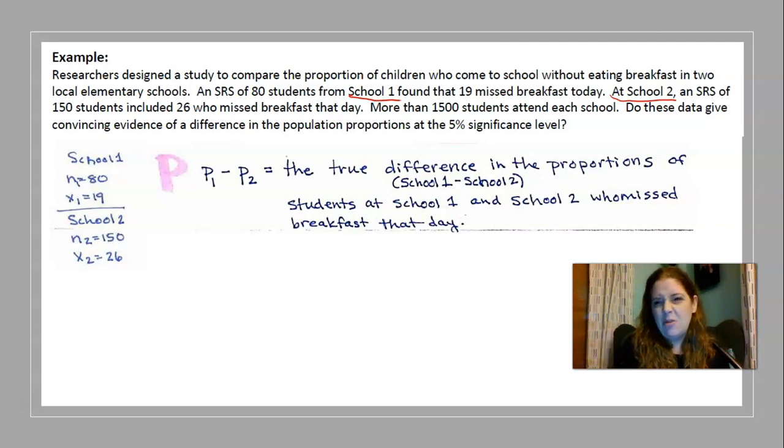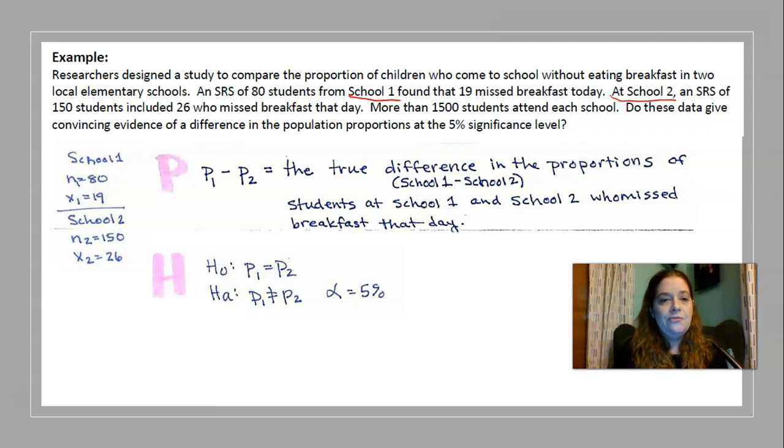So I have for this one, I wrote it as a difference. P1 minus P2 is the true difference in the proportions of students at school 1 and school 2 who missed breakfast that day. Now, if you wanted to, you could also say P1 is the true proportion of students at school 1 who missed breakfast that day. P2 is the true proportion of students at school 2 who missed breakfast that day. That would also work. You don't have to necessarily write it as a difference. You can write P1 equals and P2 equals. That's fine. In a confidence interval, we like to write it as a difference because at the end, that's exactly what we get, a difference.